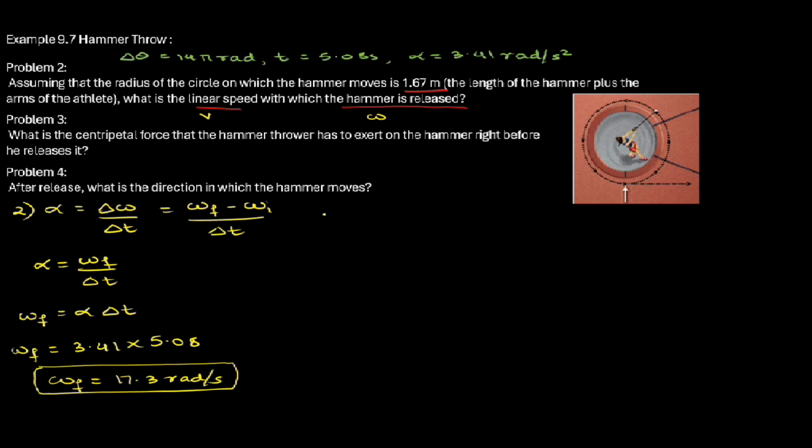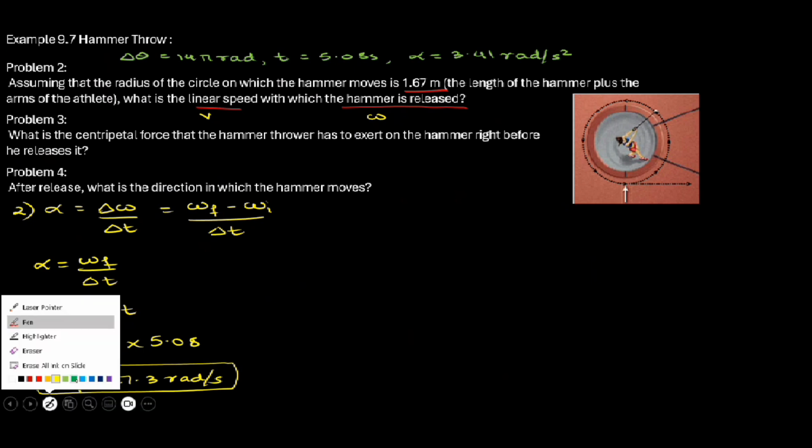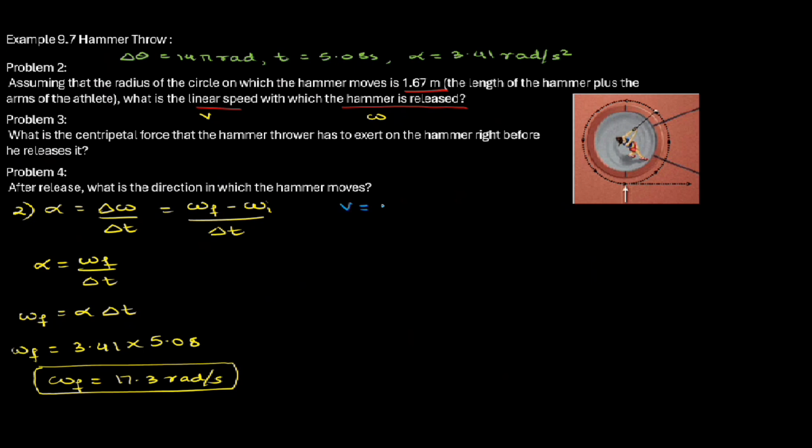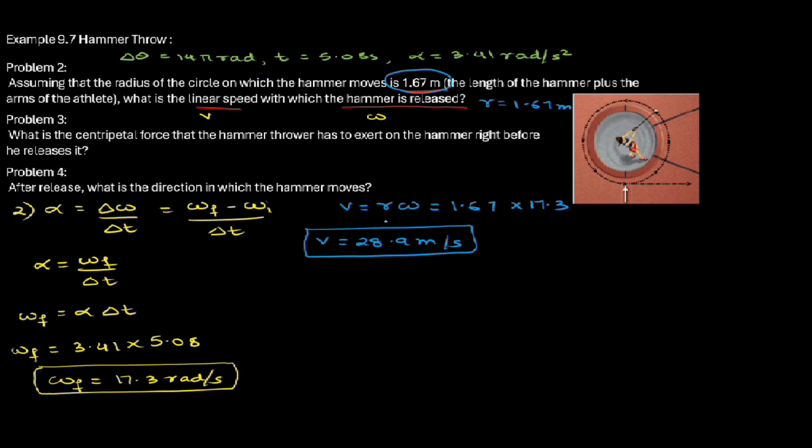After I find the final angular speed, I can calculate the linear speed. The relationship between them is linear speed is r times angular speed. The radius of the circular path is given to us, which is r equals 1.67 meter. Just substitute here, you get linear speed v as r is 1.67 times 17.3 radian per second. That gives me linear speed v as 28.9 meter per second. So this completes part 2.